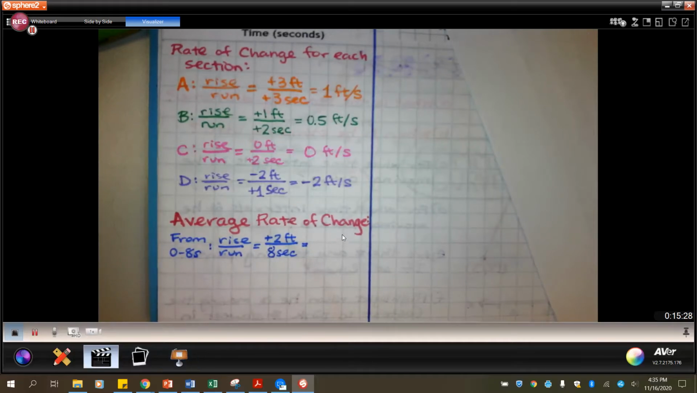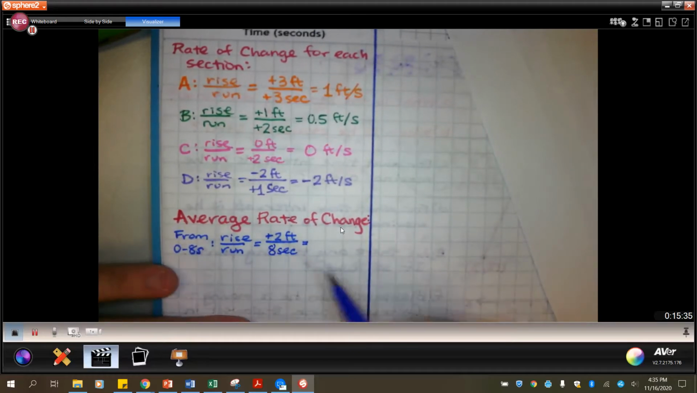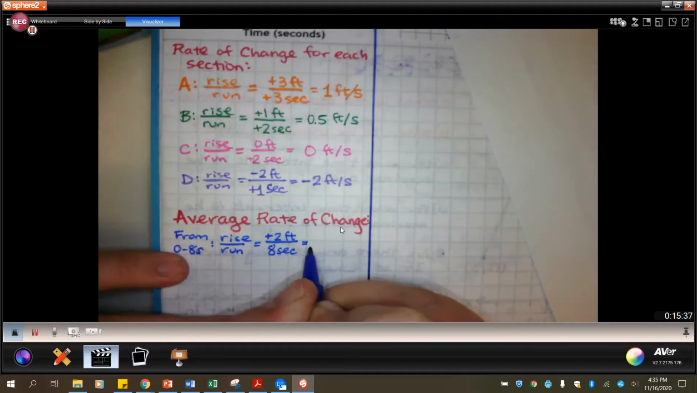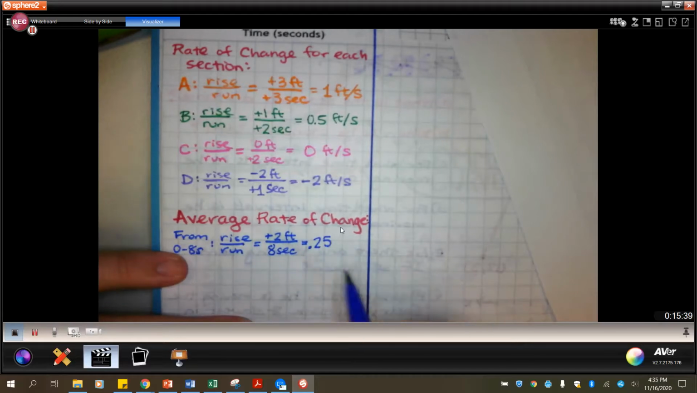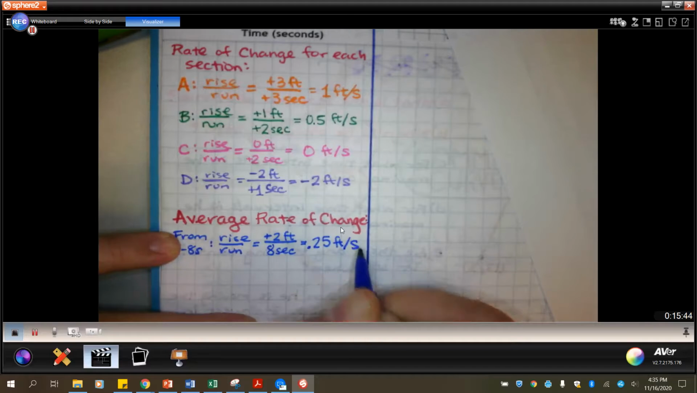Oopsies. That's what happens when you don't pause. Okay, so now we actually have to divide. Now, if you do 2 divided by 8, you're going to get 0.25, or a quarter of a foot per second.